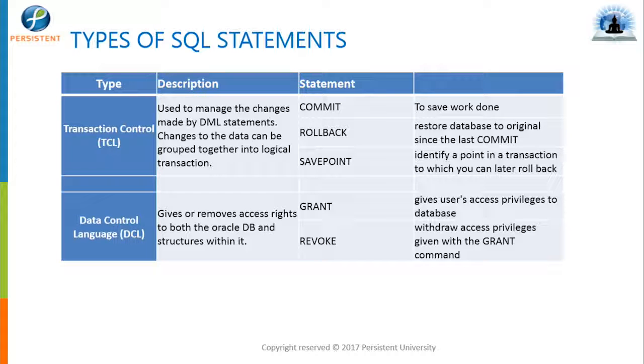Last type is DCL, that is data control language. It is used to assign the privileges or revoke back the specific privileges from the specific users. Here, grant is used to assign the access privileges to a database or objects within the database, and revoke is used to withdraw the access privileges assigned using grant command.